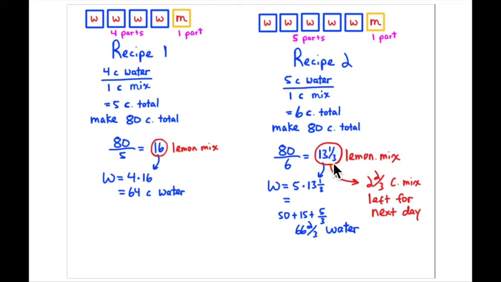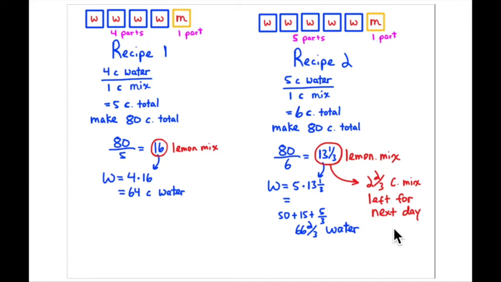And notice you're not using as much lemonade mix, and we know that recipe 2 is not as lemony, it's not as concentrated. So that makes sense. You're not putting as much mix in there. But notice, if you use recipe 2, you have an extra 2 2/3 cups of mix left over for the next day. You're not using all your 16 cups. So maybe it's better to make recipe number 2, because you have some mix left over that you can use for the next day.